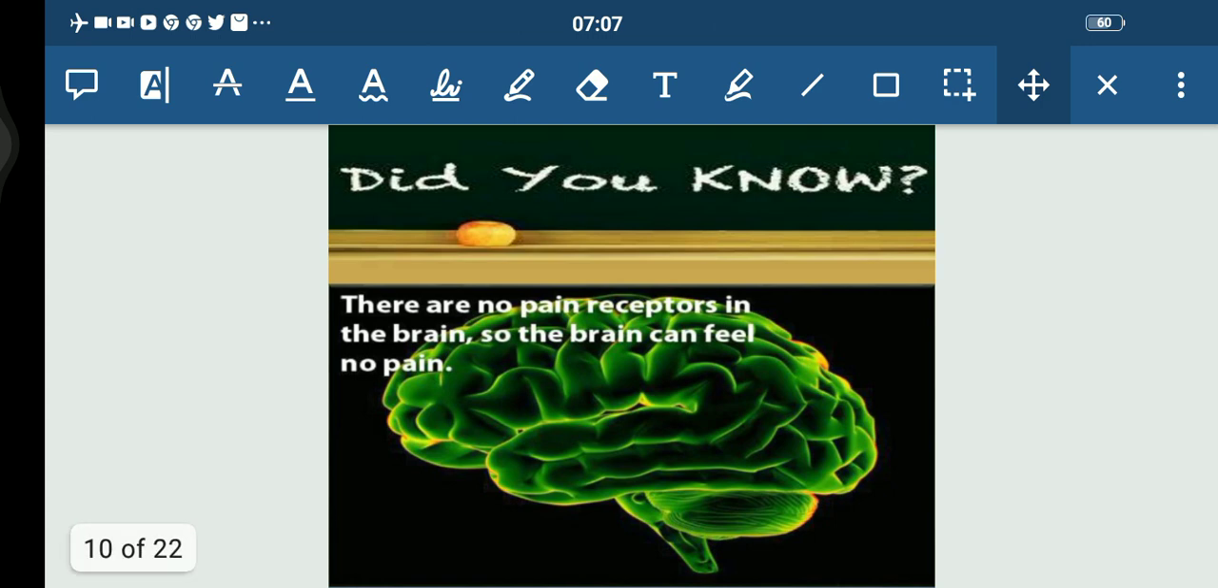Now, did you know, students, that there are no pain receptors in the brain? So, the brain can feel no pain.